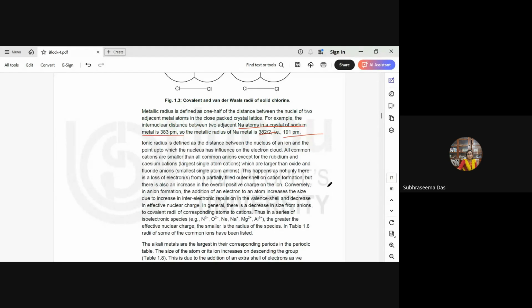Ionic radius is defined as the distance between the nucleus of an ion and the point up to which the nucleus has an influence on the electron cloud.